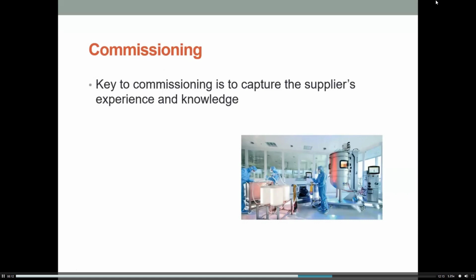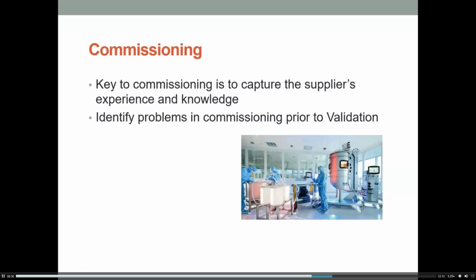So the key to commissioning is to capture all the supplier's experience and knowledge. They have a huge amount of information about this piece of equipment that you're going to put in, or this vessel or whatever it is, and you want to capture as much of that as you can, because the more you know about what you're installing, the more smoothly all of your commissioning and validation operations are going to go, and ultimately the better it's going to run when it's in commercial production also.